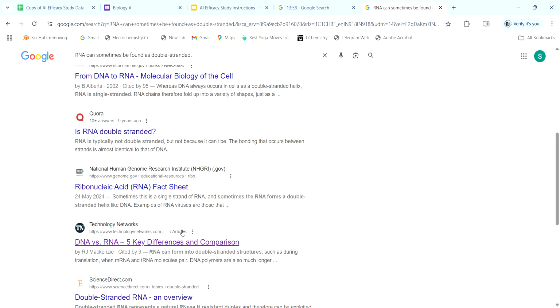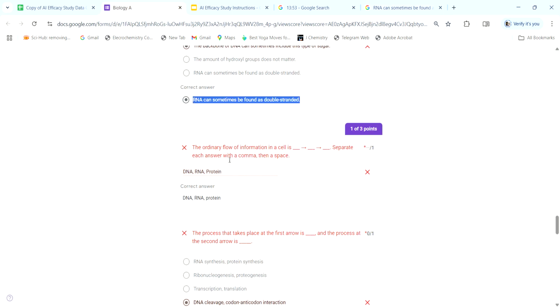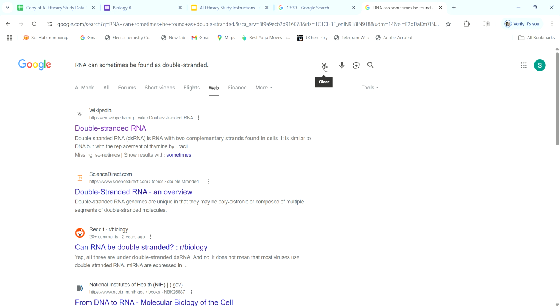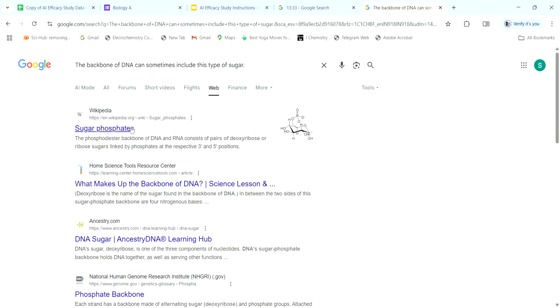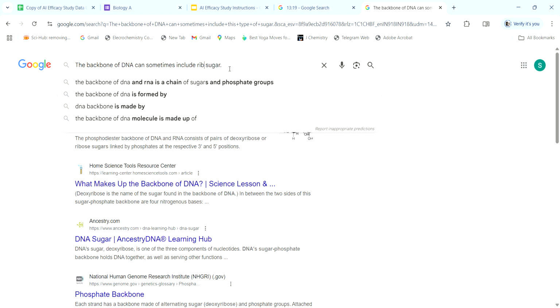So next, the backbone of DNA can sometimes include this type of sugar, that is, ribose sugar.